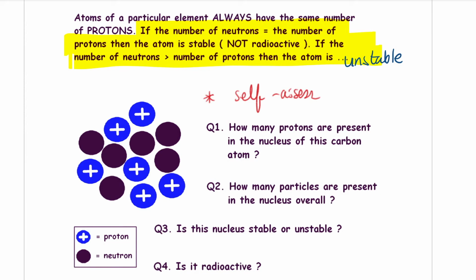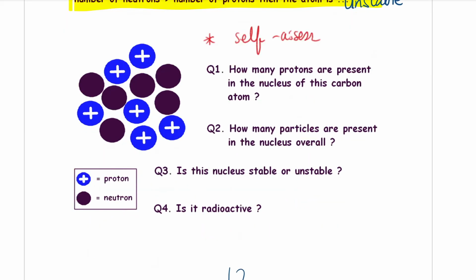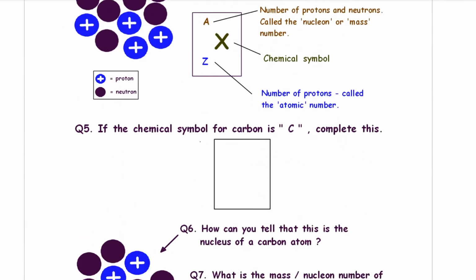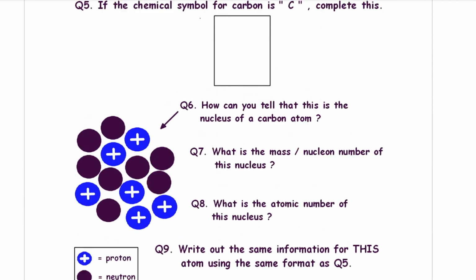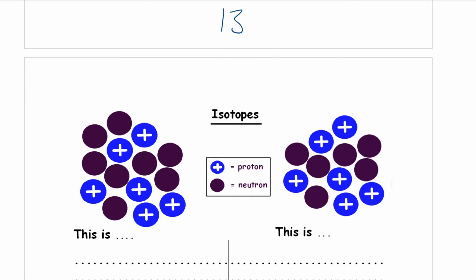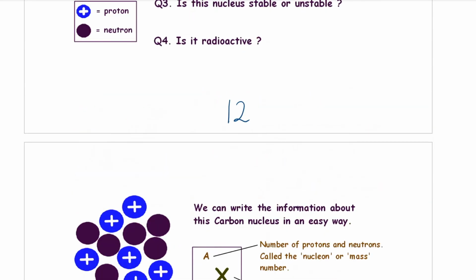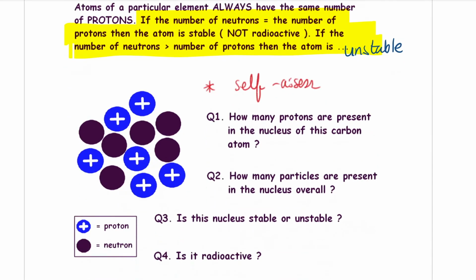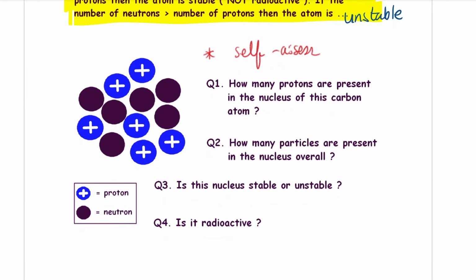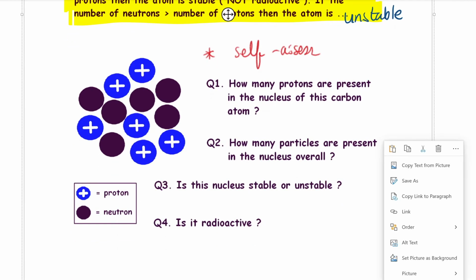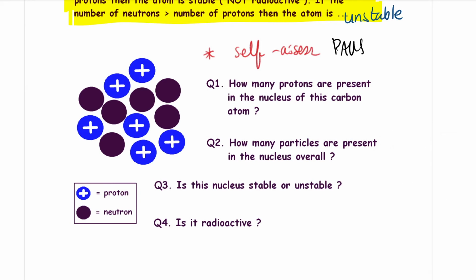What I want you to do this time, it's going to be a self-assessed activity. So I want you to answer questions 1 to 9, and then I'm going to go over the answers, and then you're going to self-assess the answers yourselves. Okay, so pause the video when you've completed up to question 7, press play again. Pause the video now.